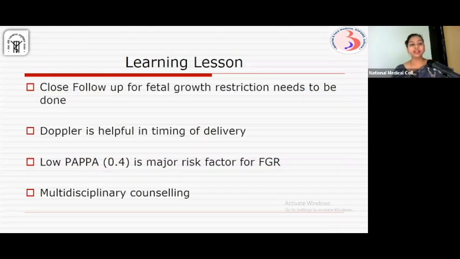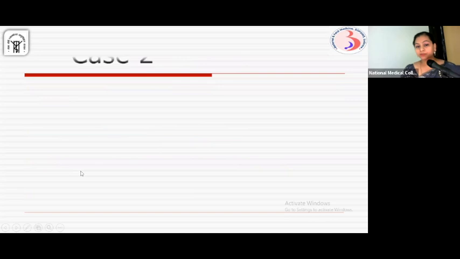So the learning lesson in this case is that close follow-up for fetal growth restriction needs to be done. Doppler is helpful in timing of delivery. This also emphasizes low PAPP-A level being a risk factor for FGR, and multidisciplinary counseling. So going on to case 2.